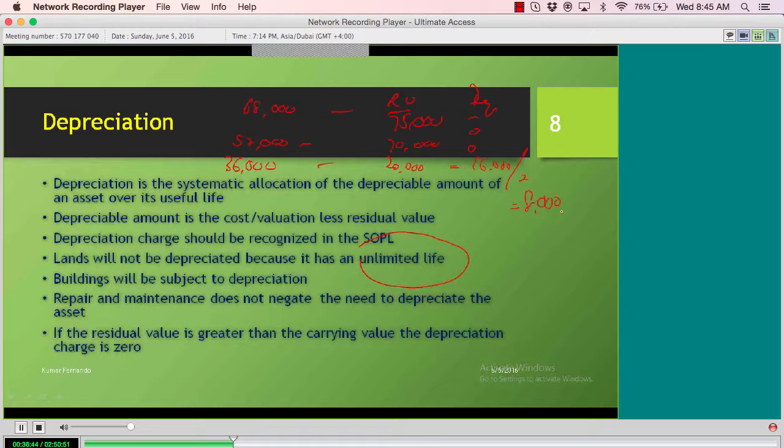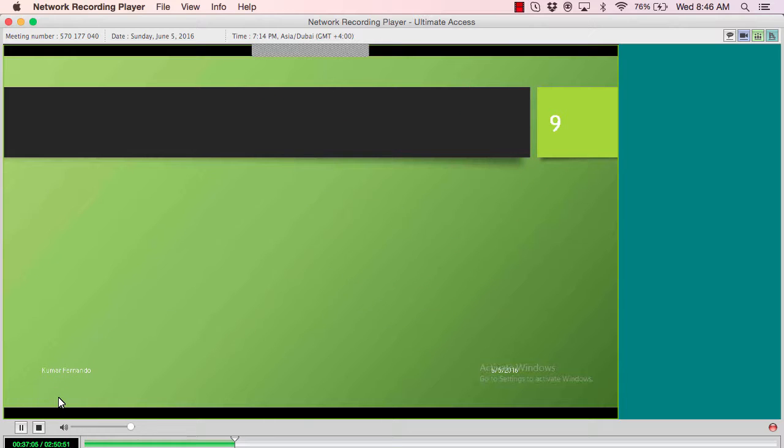Normally in practice, we don't find this kind of residual value exceeding the carrying value. But remember, our examiner can give any questions, so I want you to know these things. Just because you do repairs and maintenance, it does not mean that you need not depreciate. This area is tested a lot by the examiner, so that's why I took an extra class.